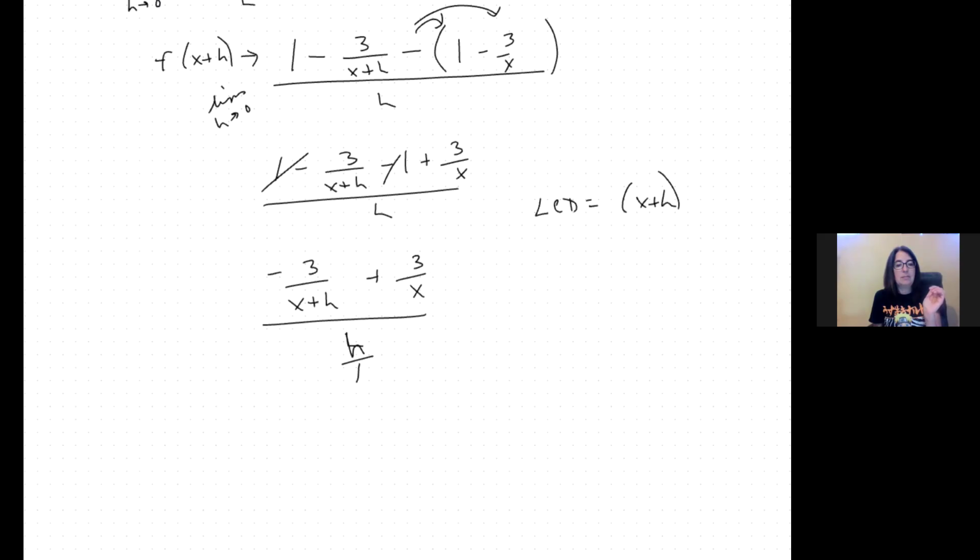This x is separate. Okay, so what we're going to do is we're going to multiply every single term by that common denominator.